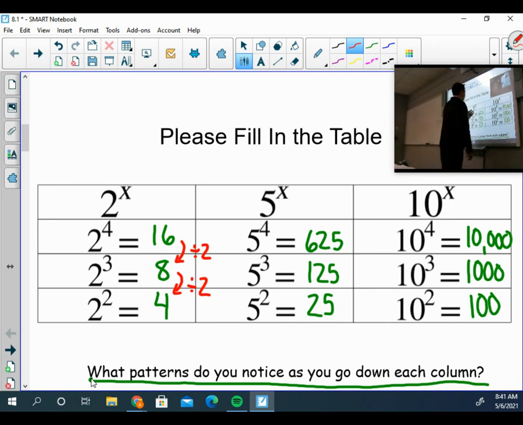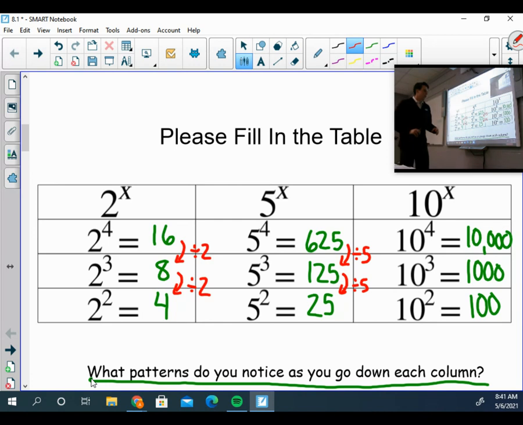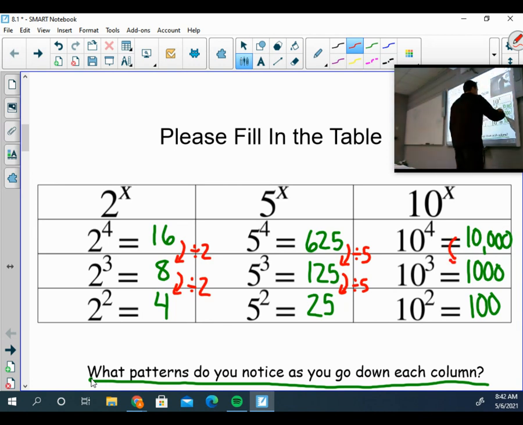Let's see if that pattern's consistent. We quickly see that from 625 to 125, we aren't dividing by 2, but we are dividing by 5. And so maybe the broader pattern that we're observing is not dividing by a specific number, but dividing by the base as we move down the column. And we find that that pattern is consistent here as well. We divide by the base as we move down the column. Let me write that a little bit cleaner.